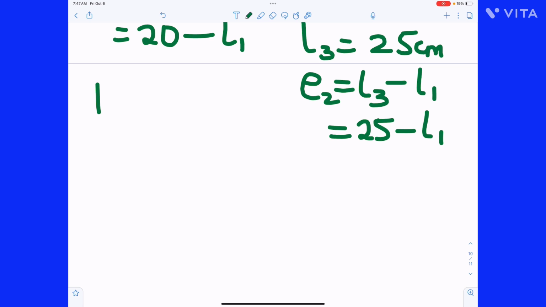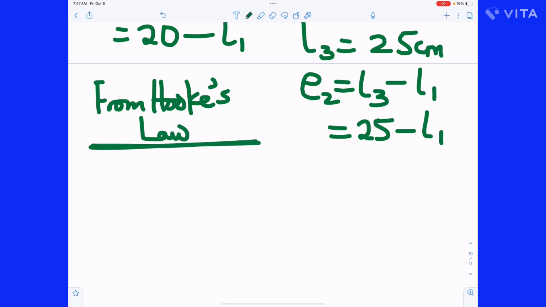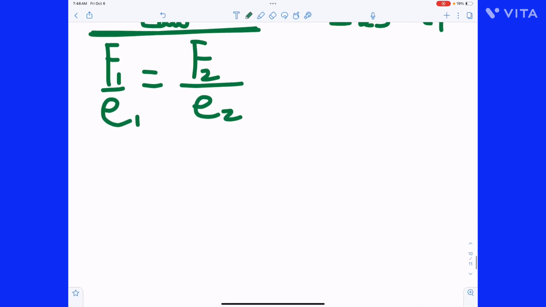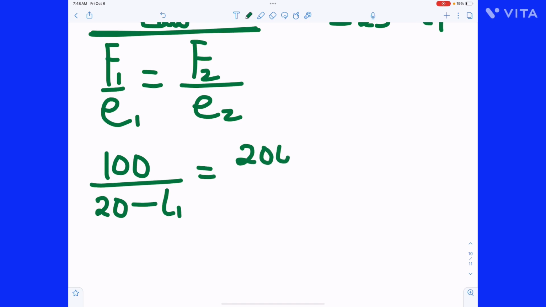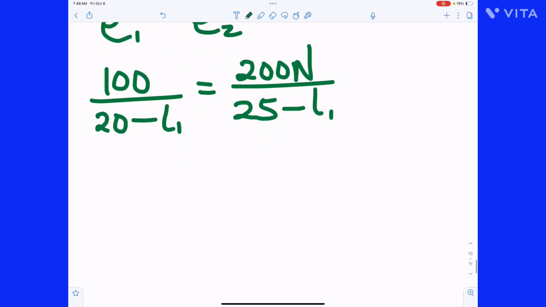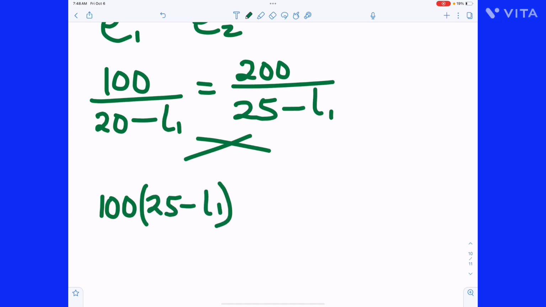So going to our Hooke's law, we say from Hooke's law, the ratio of force to extension is always a constant. So F1 over E1 is F2 over E2. That gives you what? That gives you 100 Newton over 20 minus L1 is equal to 200 Newtons over 25 minus L1. So we now cross multiply to get our answer. Let me take this Newton out, we don't need it. So now this will give us what? 100 times 25 minus L1 is equal to 200 times 20 minus L1.